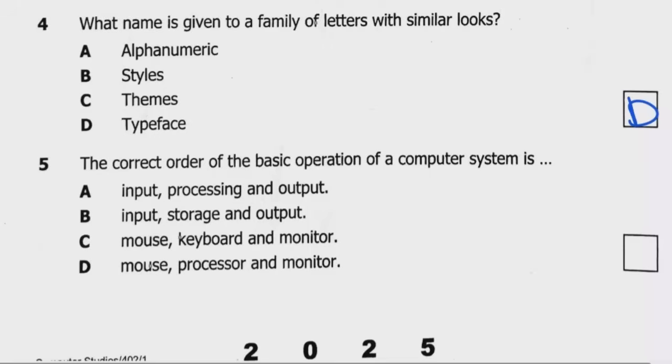So this is the cycle. This is how the computer works. So the correct answer is A. You can even put the answer A here. So on question 5, the correct answer is A.